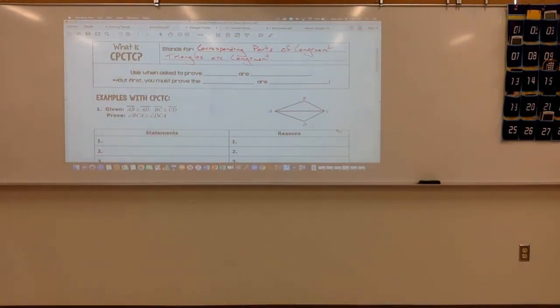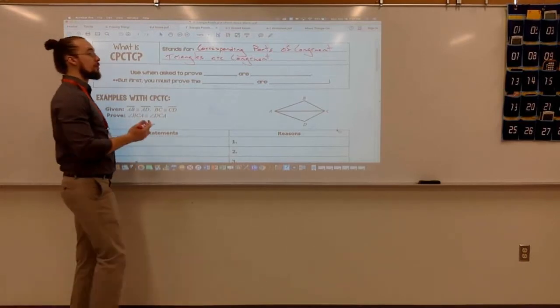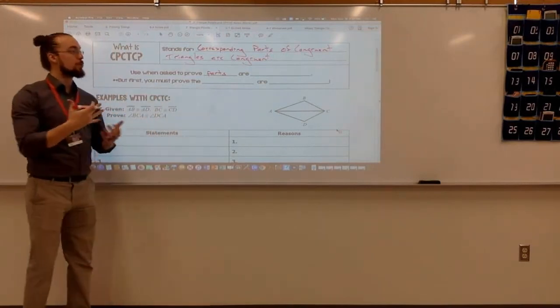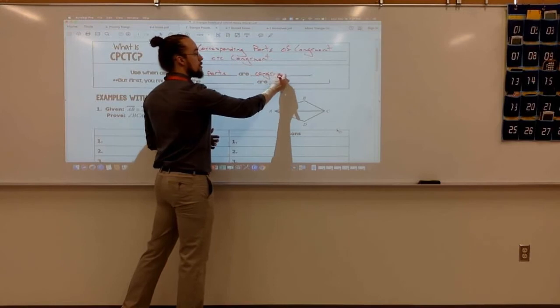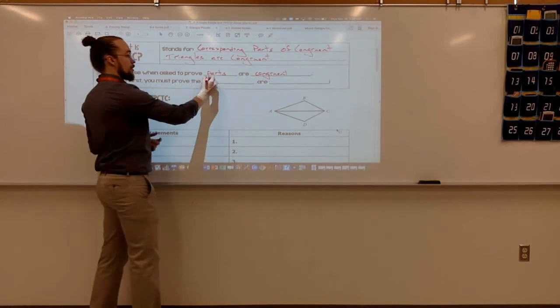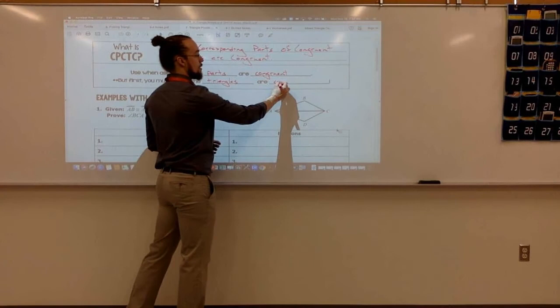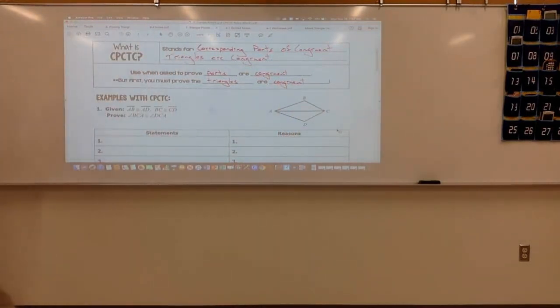Corresponding parts of congruent triangles are congruent. Right, so we're going to use this when we are asked to prove that parts of a triangle are congruent. Like if we're asked to prove that two angles are congruent or two sides are congruent. But to use this, we first have to prove that the triangles are congruent. Exactly. This is just kind of adding one extra step to everything that we've been doing.